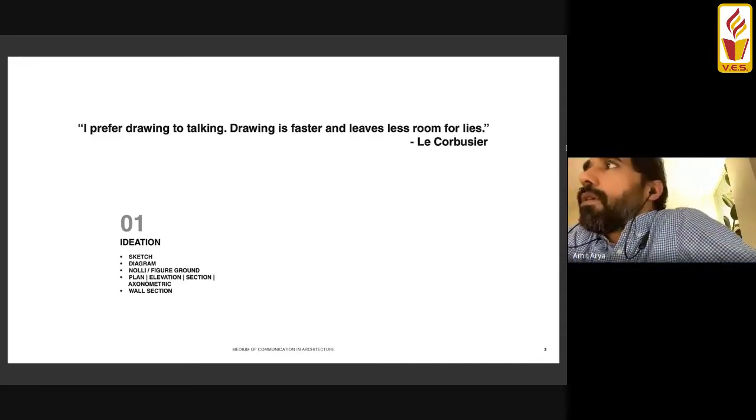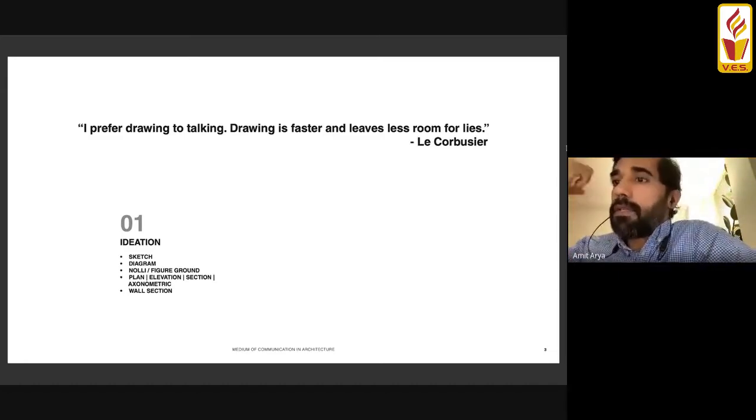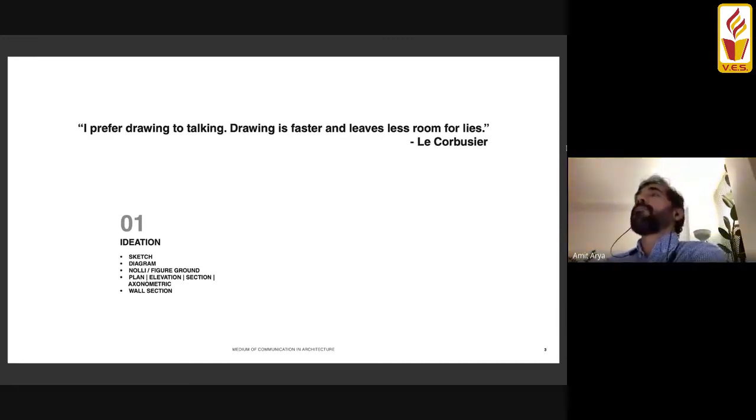I'm going to talk also about the idea of sketches and diagrams, as well as the fundamentals of plans, sections and elevations and axonometry, and the idea of wall sections. These will form the toolkit with which we operate in the discipline of architecture. So if you hit the next slide.